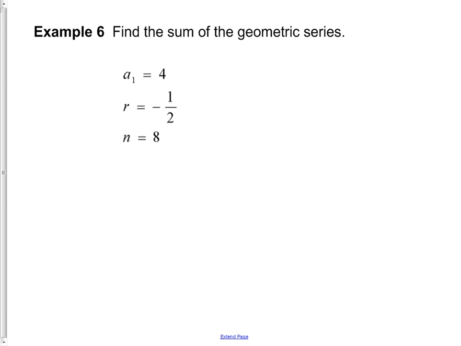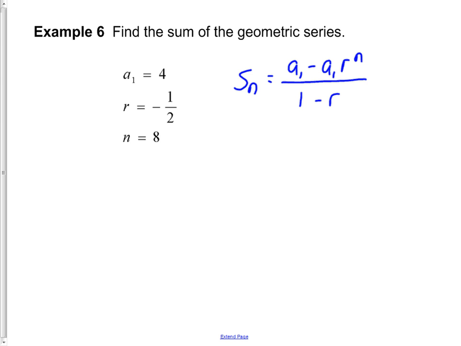So let's go through and take a look at how to do the sum of a geometric series. Okay, this time I'm given a sub 1, r, and n. So that means that I want to use the first formula, which is s sub n equals a sub 1 minus a sub 1 r to the n divided by 1 minus r. Okay. Now we're just going to plug in and evaluate.